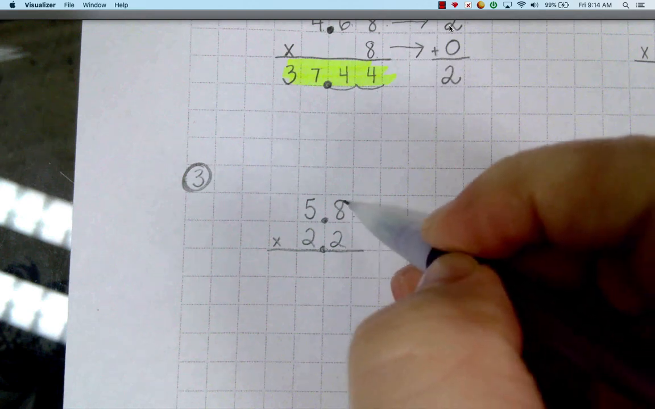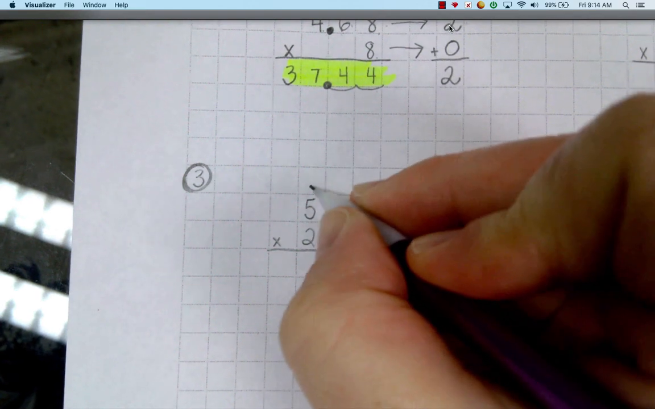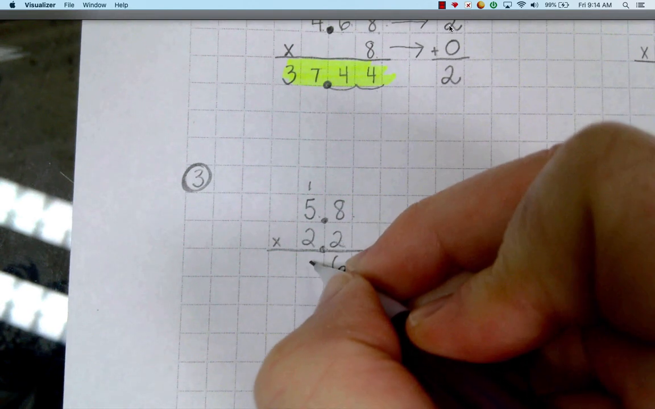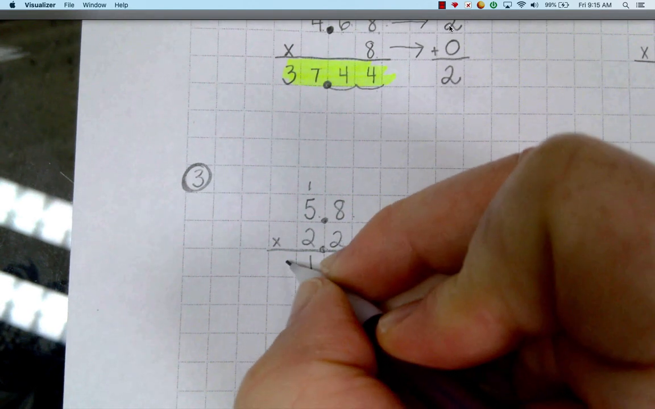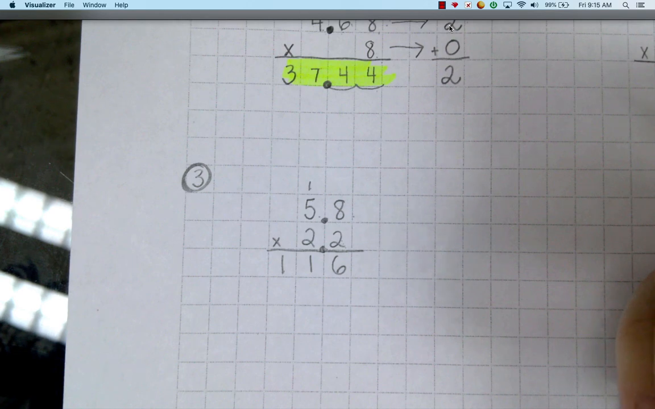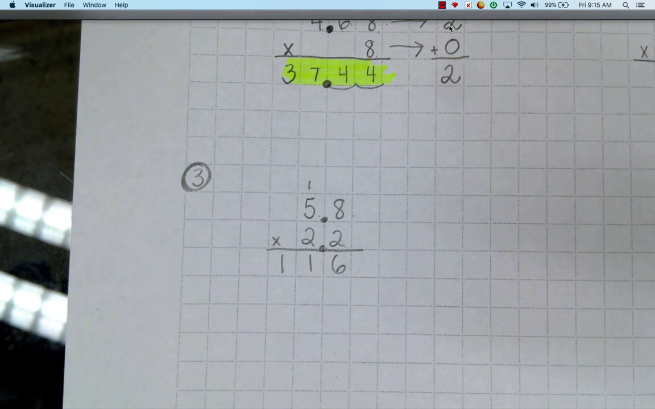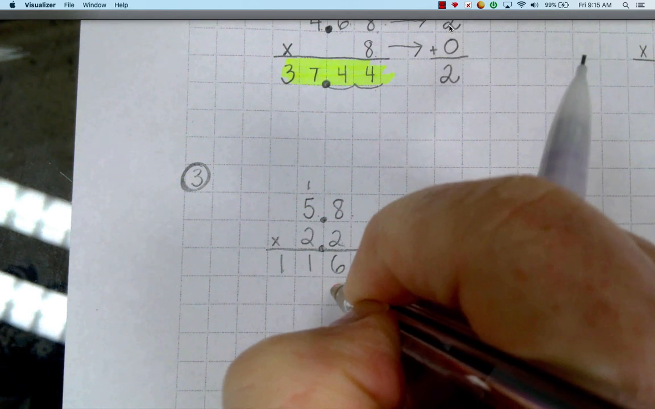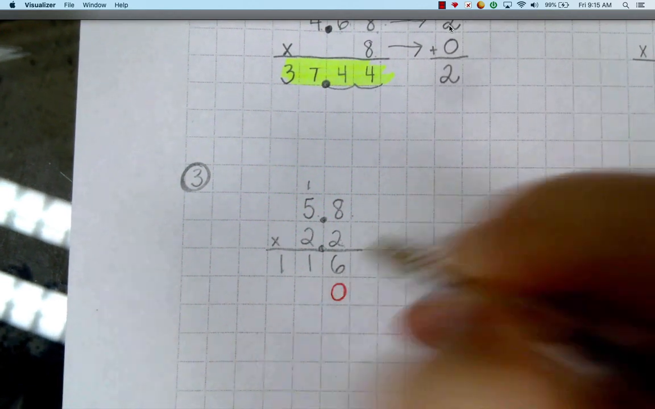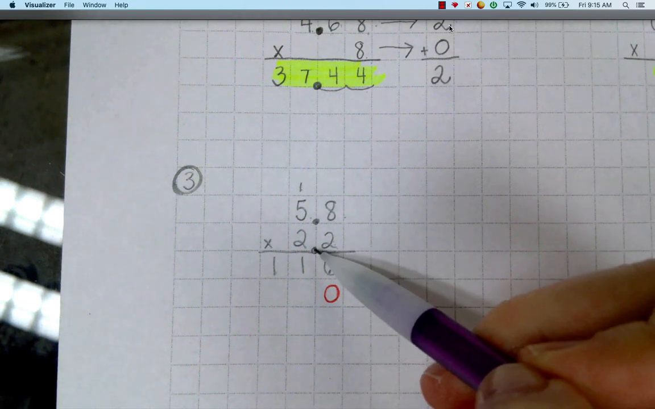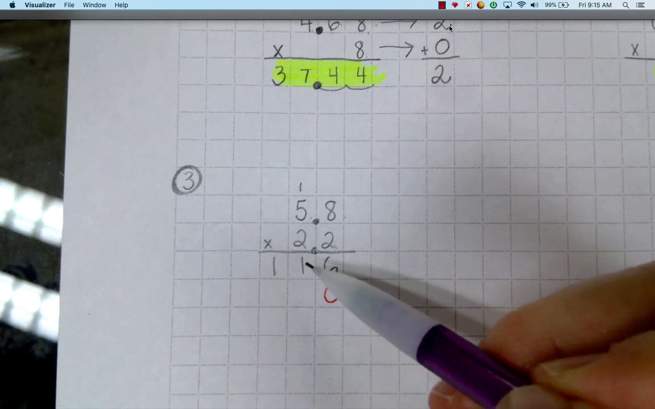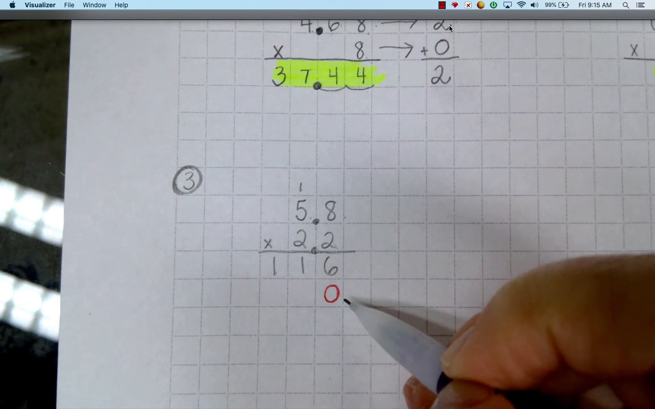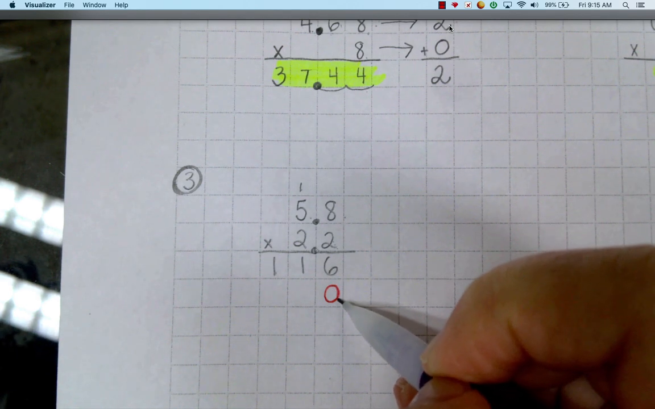So 2 times 8 is 16. Carry that 1. 2 times 5 is 10, plus 1 is 11. Now that was the end, so I'm bringing both numbers down. And now I have to, remember, hold a space here. This is where we didn't get there yet. This is where my 0 comes in, okay? And the reason why is because we are moving to the tens place right here. We are no longer working in the ones place, so we have to put a placeholder 0 right here.